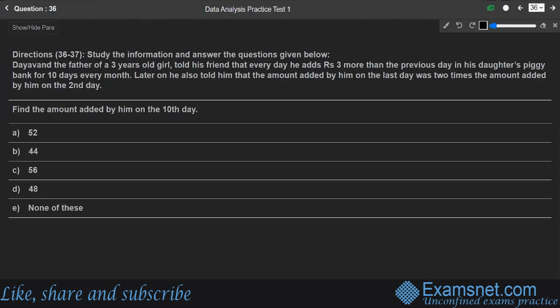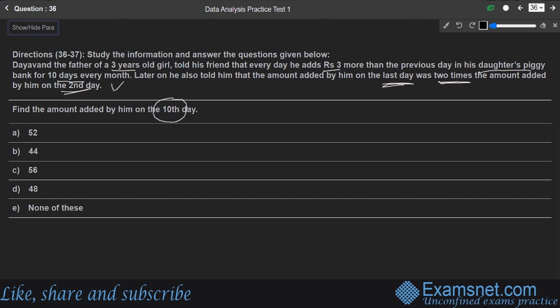Okay, so the question says, Dayanand, the father of a 3-year-old girl, told his friends that every day he adds rupees 3 more than the previous day in his daughter's piggy bank for 10 days every month. Later on, he also told him that the amount added by him on the last day was 2 times the amount added by him on the second day. So we have to find out the amount added by him on the 10th day.